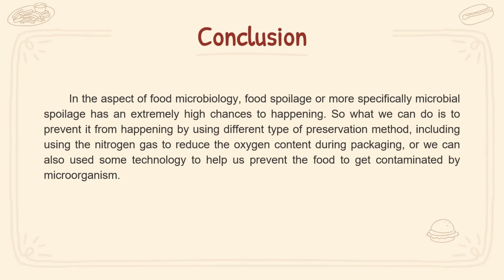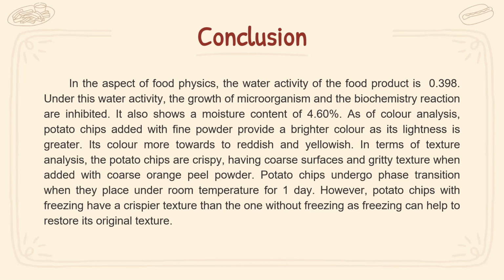In the aspect of food microbiology, food spoilage, or more specifically microbial spoilage, has an extremely high chance to happen. So what we can do is to prevent it from happening by using different types of preservation methods, including using nitrogen gas to reduce the oxygen content in the packaging during the packaging time, or we can also use some technology to help us prevent the food from getting contaminated easily by microorganisms.